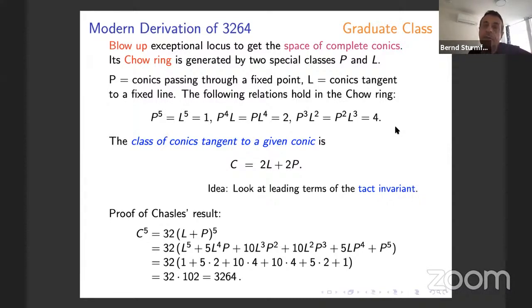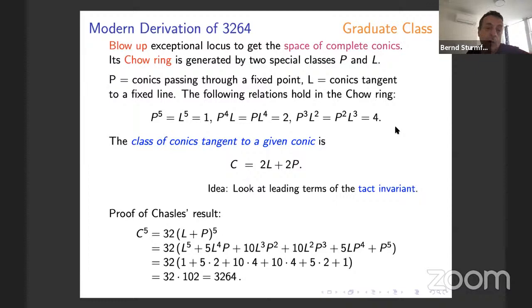Now, this 5-dimensional manifold has a Chow ring or cohomology ring. And this Chow ring, this intersection ring, is generated by two special classes, the class P for point and L for line. Each of these describes a divisor, a codimension 1 class. So P is the divisor of all conics passing through a fixed point. That's a codimension 1 condition. And L is the dual condition. It's the conics tangent to a fixed line.